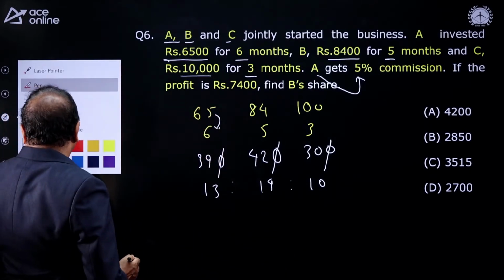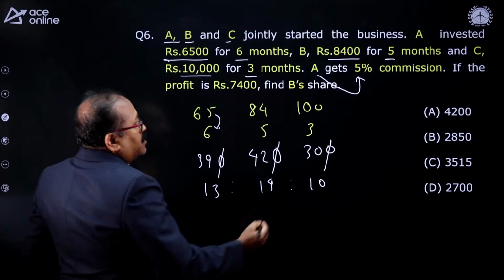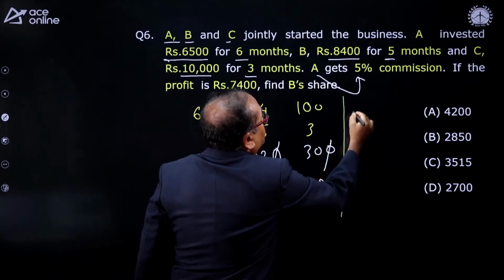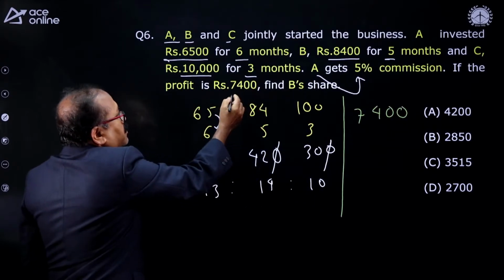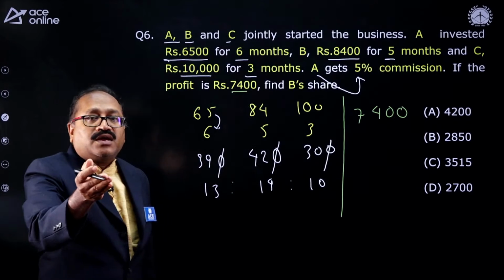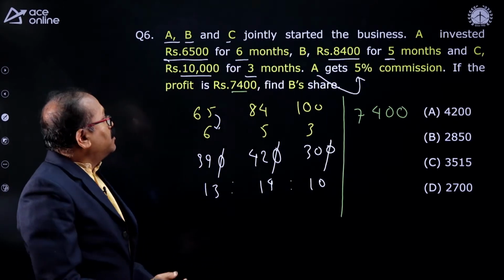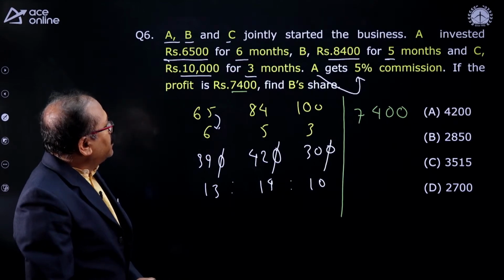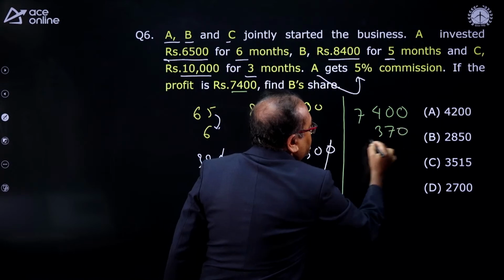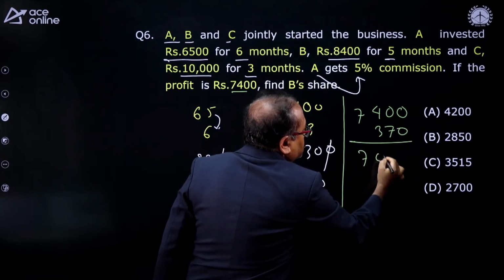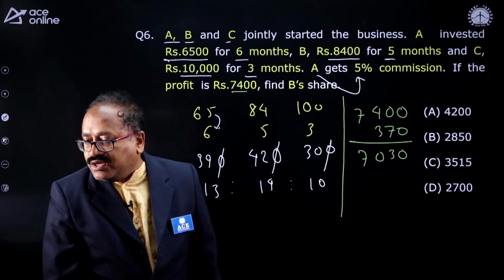So what is the commission over here? When you look at the commission part, 5% of 7,400. So 7,400, 10% is 740, and 5% is half of it, which comes to 370. Take out this commission, then 7,030 is the money that has to be distributed.